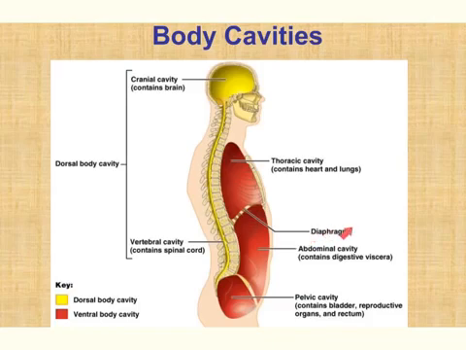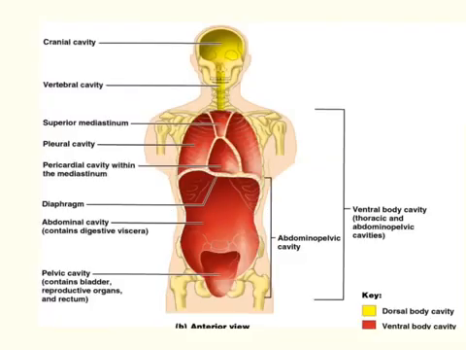We can take the abdominal pelvic cavity and subdivide that down into the abdominal cavity, which will just contain the digestive structures, and the pelvic cavity, which contains the bladder and the reproductive organs along with the rectum. And so we can take each of these areas, subdivide them down, and we can see and identify what organs should be present in each of these various cavities.